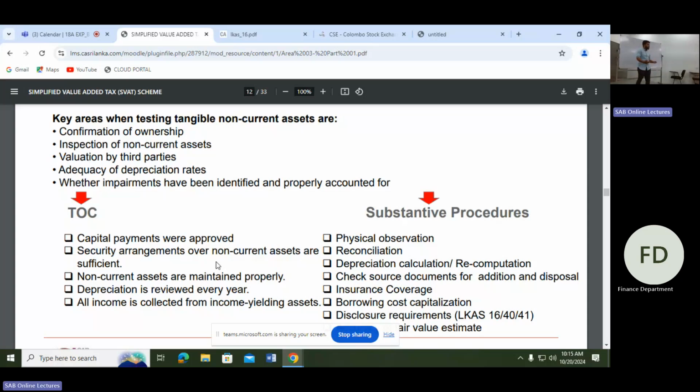So as auditor, you can perform independent reconciliation in between these systems. That depends on the company. Right? Depreciation calculation, recomputation. Depreciation you can calculate independently based on your useful lifetime, right? So the asset disposal, asset addition should be customized according to the dates.